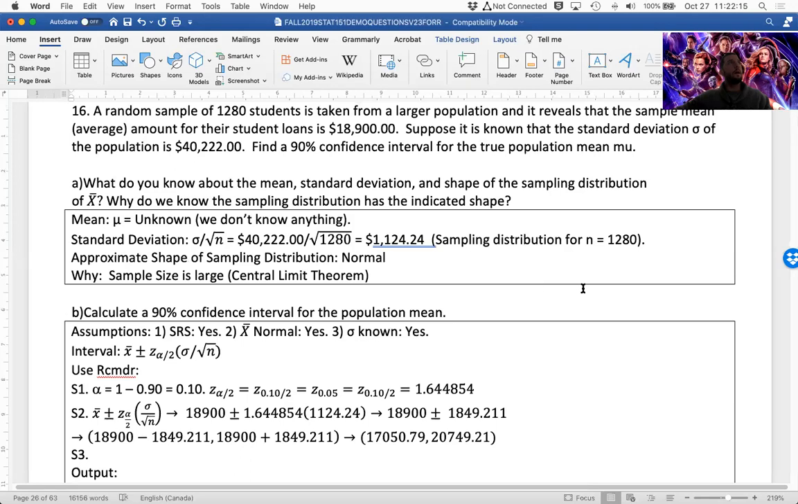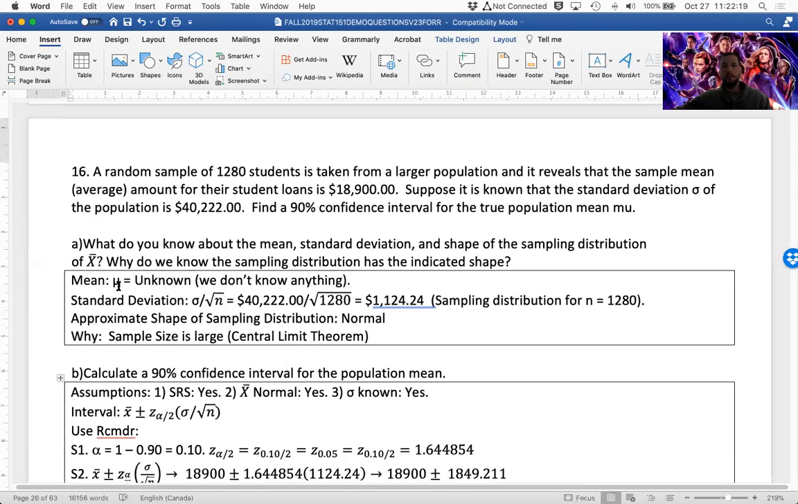So question, why in part A did you write mean unknown? I wrote that the population mean mu is unknown because we have no information about it in the question. There's nothing in this question 16 blurb that tells us what the population mean is going to be. The only thing we could say about it is that it's the true or the population average amount of student debt for the population of interest, but we don't actually know what that value is.